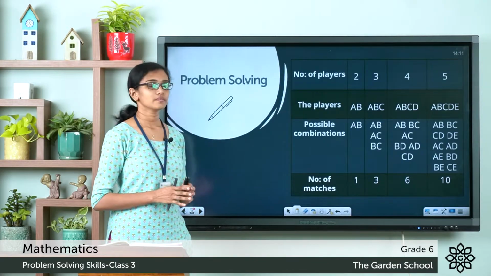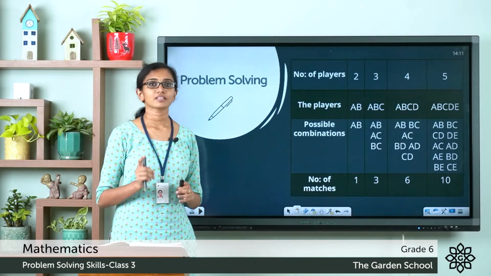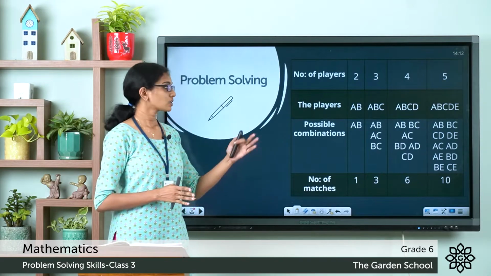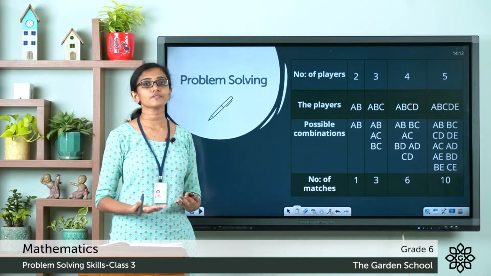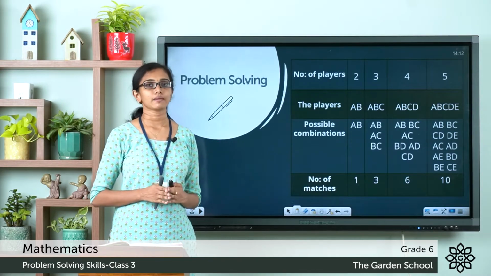So here I have a table. The first row says the number of players. The second row shows the name of the players or the name of the teams. Then the third row shows the possible combinations of matches. Then the last row shows the total number of matches played by them.